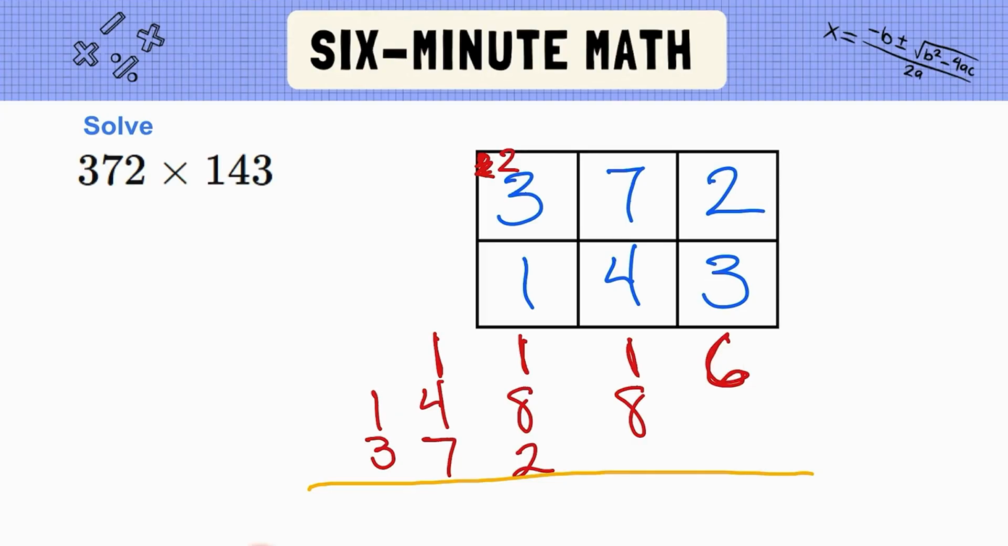We have 6. 8 plus 1 is 9. 2 plus 8 plus 1 is 11. So I'm going to drop a 1 and carry the 1. 7 plus 4 plus 1 plus 1 is 13. So I drop a 3, carry a 1. And then lastly, 3 plus 1 plus 1 is 5. And I can see that I have a final answer of 53,196.